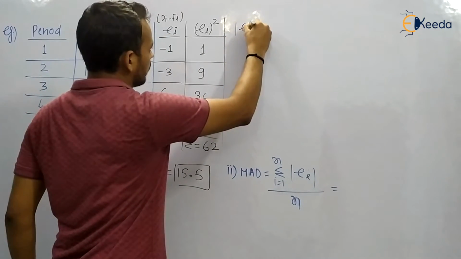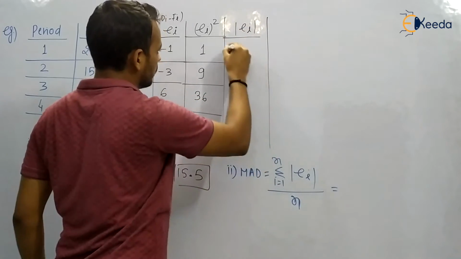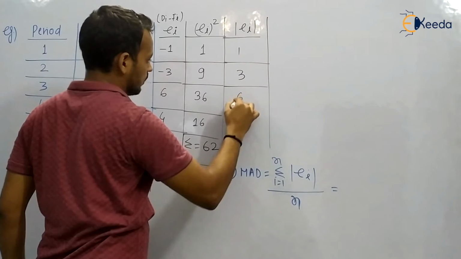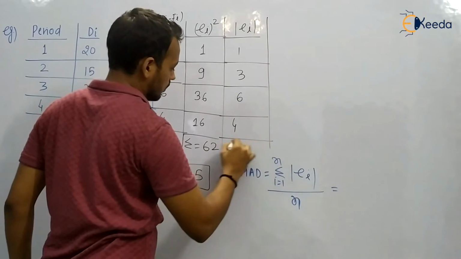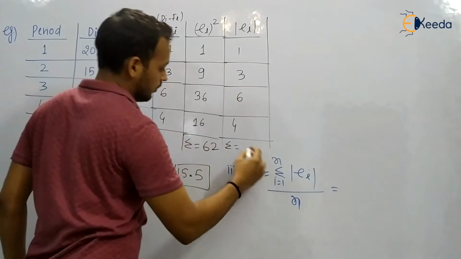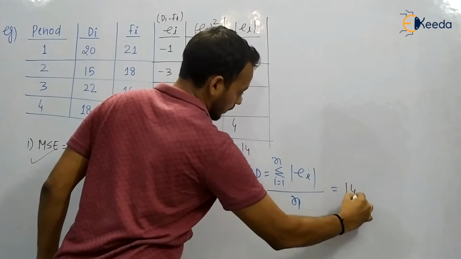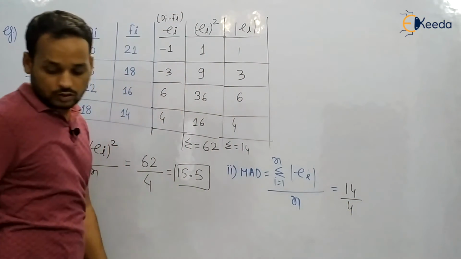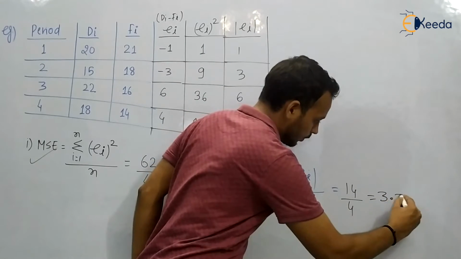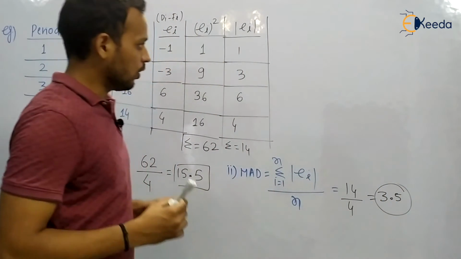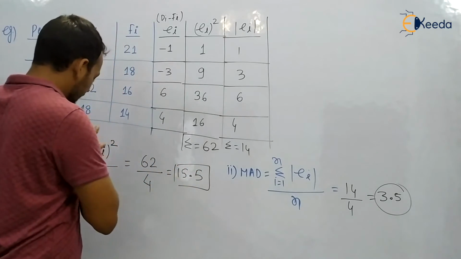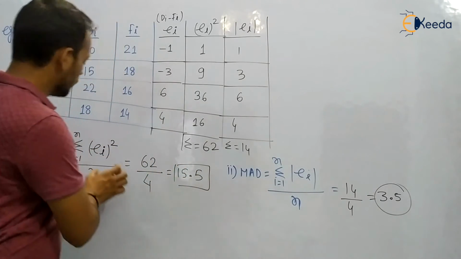We will write another column, that is EI mod. So mod will be 1, 3, 6 and 4. So summation, we have to find the summation. Summation will be 10 and 14. So 14 by 4, it is going to be 3.5. Okay. So we have also found MAD. So just first write the name, write the formula and calculate according to it.